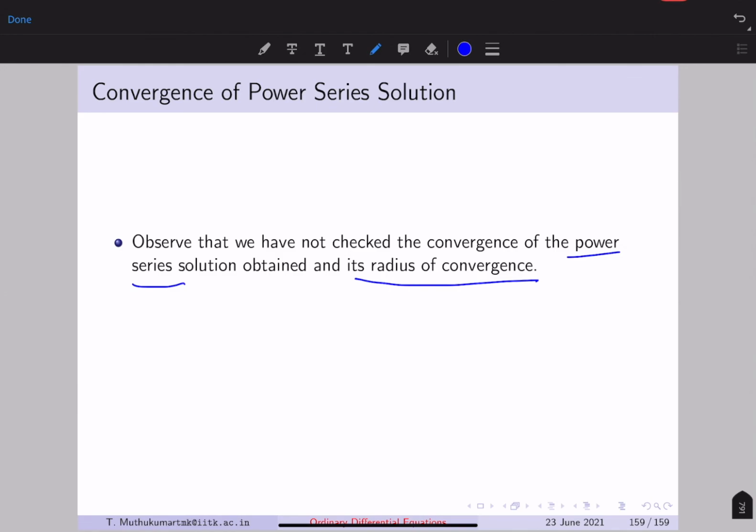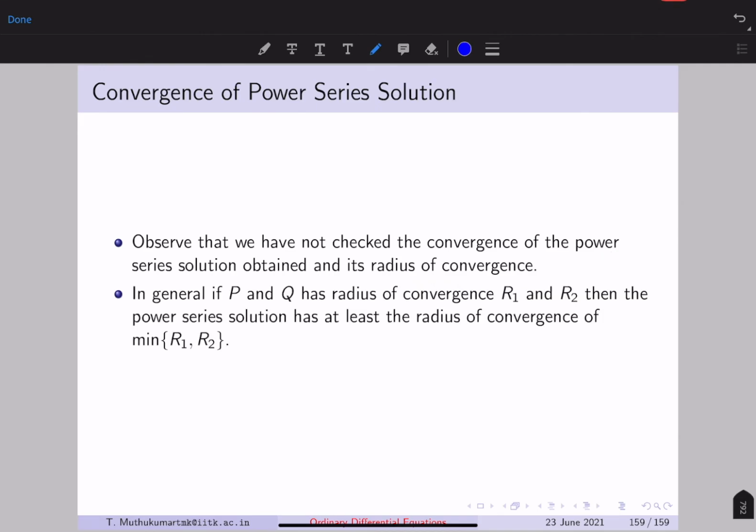But there is a general result which tells you that the solution will have the radius of convergence which is the minimum of R1 and R2, where R1 is the radius of convergence of P and R2 the radius of convergence of Q. So if you remember, we started with the assumption that P and Q, the coefficients of the ODE, should be analytic, and then we start with a power series solution and we show that the solution exists, right? We show that there is actually a solution.